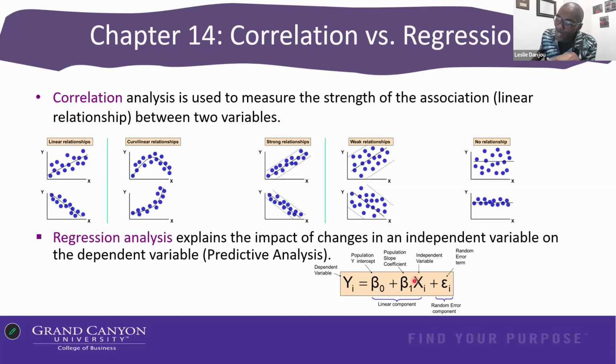The X represents your independent variable. The Y represents your end result, your dependent variable. All right. And I don't know if you remember math, but the B0 represents your Y intercept. Where does this trend line hit the Y intercept?